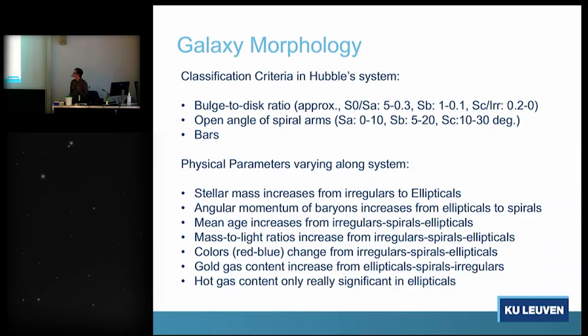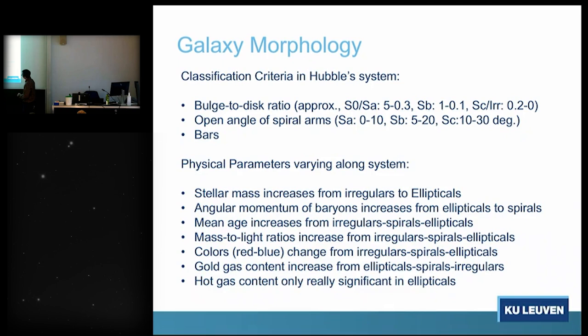And does it have any meaning? Well, there is of course a reason for us, just like we like to organize stars in the HR diagram, the Hertzsprung-Russell diagram, and here we organize galaxies. That's also because the properties vary across this line. For example, the bulge to disk ratio goes from S0 galaxies to the irregulars, and the opening angle, as we call it, for a spiral arm, or how dense the spiral arms are, also vary across this, and then whether you have bars or not.